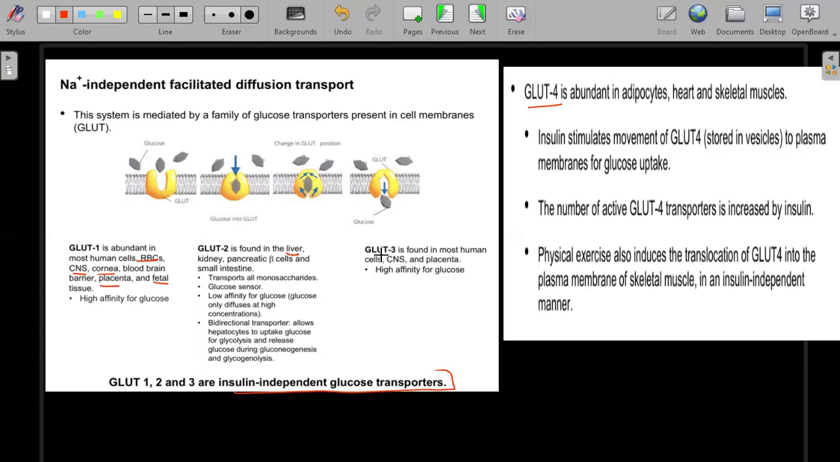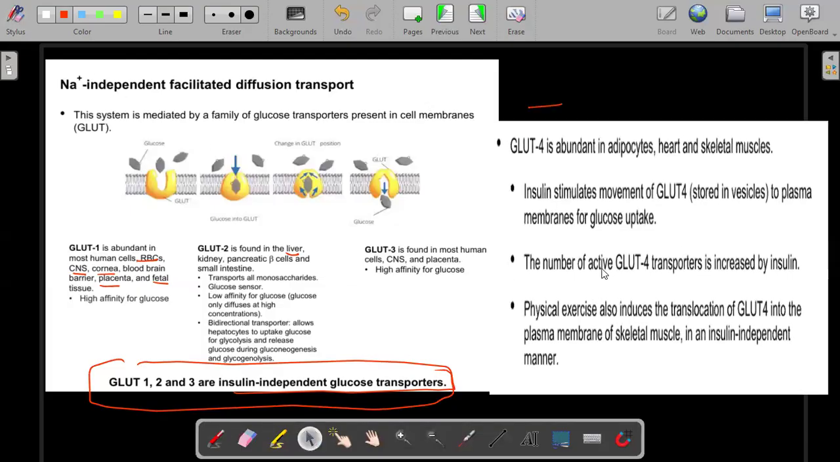Okay, and then we have the GLUT3, which is going to be found in the cells of the central nervous system. You're going to find them in the placenta. Okay, so this is where the GLUT3 is going to work. And take note of this point here. So GLUT1, 2, 3 are actually insulin independent. And then GLUT4 is going to be your insulin dependent.